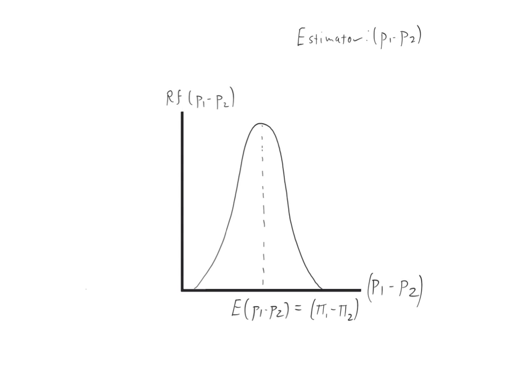And finally, the width of this sampling distribution can be described using the symbol sigma sub P1 minus P2. And our formula for the standard error of this estimator will be the square root of P bar times 1 minus P bar times 1 over N1 plus 1 over N2.